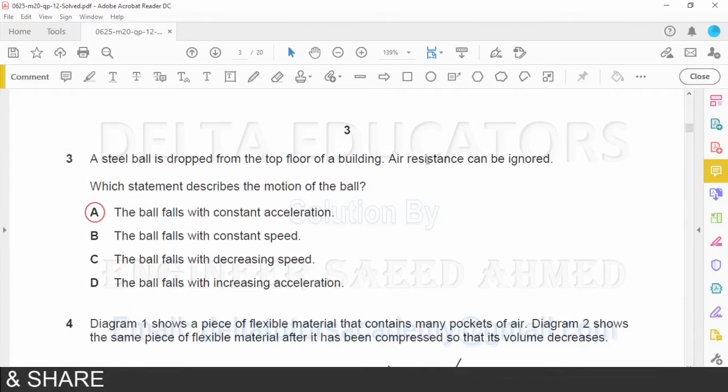Now we check the options. Which statement describes the motion of the ball? Option A, the ball falls with constant acceleration. So this option is the correct option. The ball falls with a constant acceleration and the value of this acceleration is 10 meter per second square. So correct option, option A.